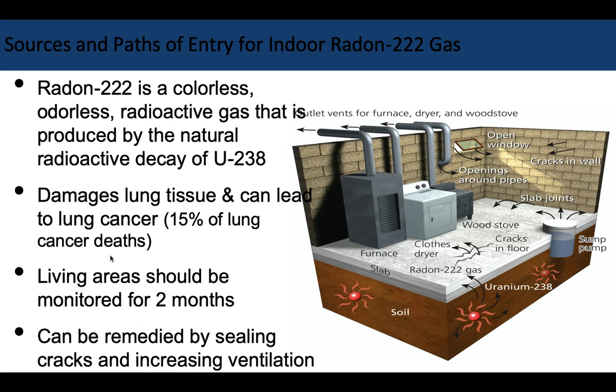Radon-222 is colorless, odorless, and is produced by the natural radioactive decay of U-238. This damages lung tissue and can lead to lung cancer. Actually, 15% of lung cancer deaths come from people who have been exposed to radon-222. Living areas should be monitored for 2 months, and it can be remedied by sealing cracks and increasing ventilation. So you can see the breakdown of how that happens here.